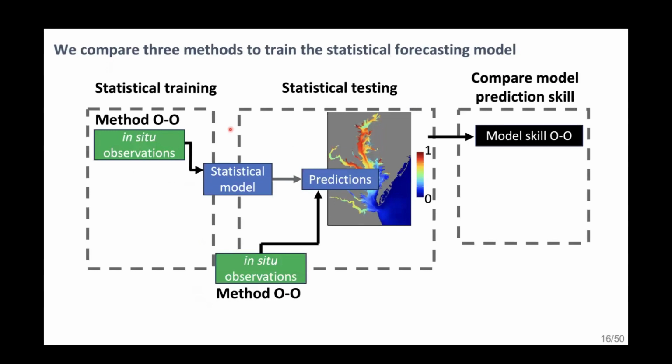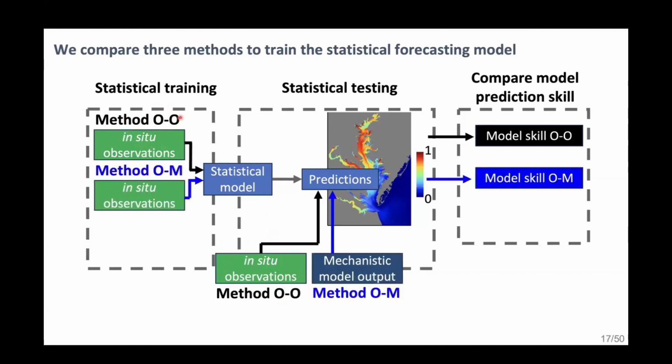Okay, how can we answer this question? What we did is we came up with 3 model experiments. In experiment 1, we trained the model using in situ observations, and we also applied the statistical model using in situ observations. So that's why we call it method OO, method observations.